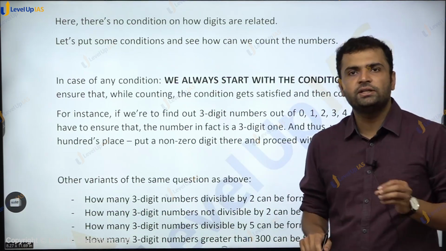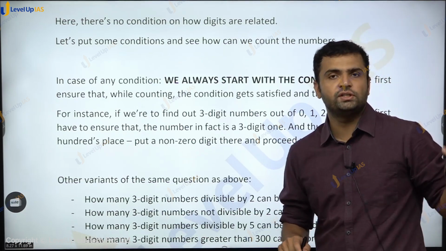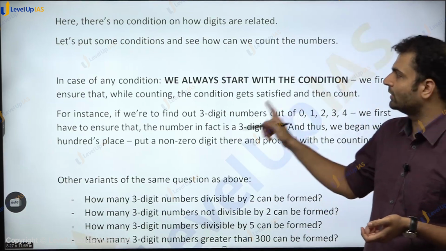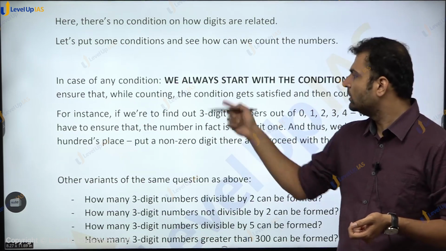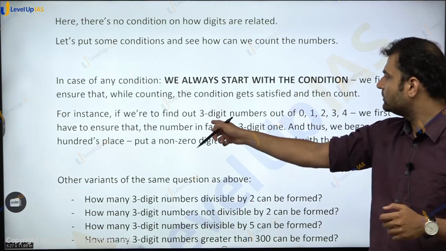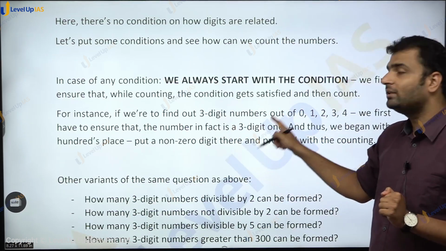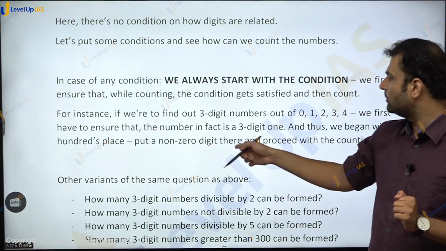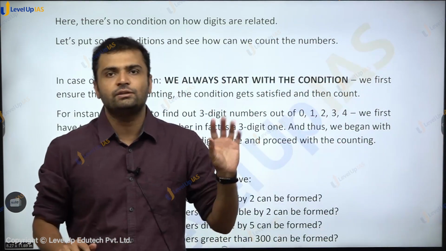In case of any condition, if we have any condition on the question, on any number of digits or on any position, we always start with the condition. We first ensure that while counting, condition gets satisfied and then we count. Now, जो वो example था हमें कि 3-digit number out of 0 1 2 3 4, we first have to ensure that number is in fact a 3-digit number, and thus we begin with hundreds place, put a non-zero number there, and then proceed with counting. That is how we count. We ensure that condition is fulfilled. बाद में ही बाकी चीजें करेंगे. Fine.